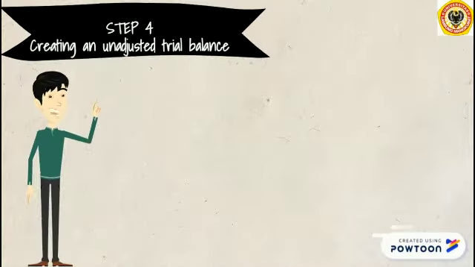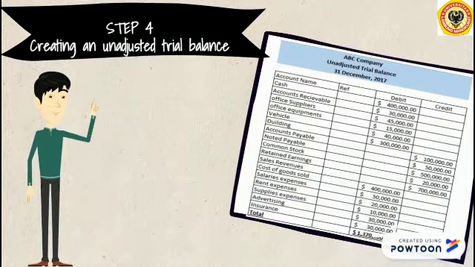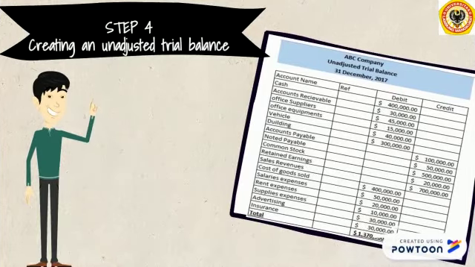Step 4. Creating an unadjusted trial balance. As you know, the trial balance is the source of all the financial statements. That's why special attention should be given to the trial balance. From the closing balances of the general ledger accounts, an unadjusted trial balance is prepared. In this trial balance, the debit balances will be recorded on the debit side, and the credit balances will be recorded on the credit side. Then the debit side is totaled and the credit side is also totaled.